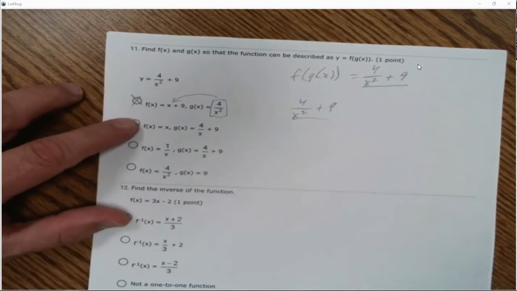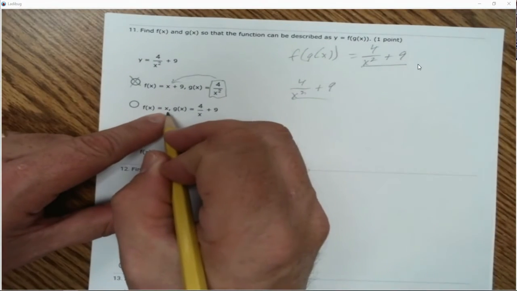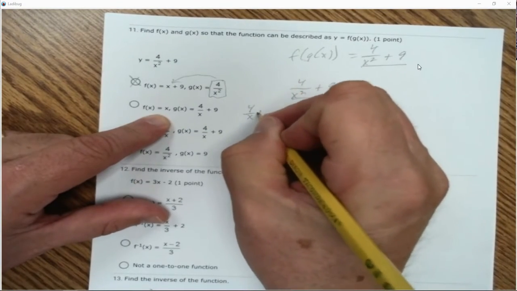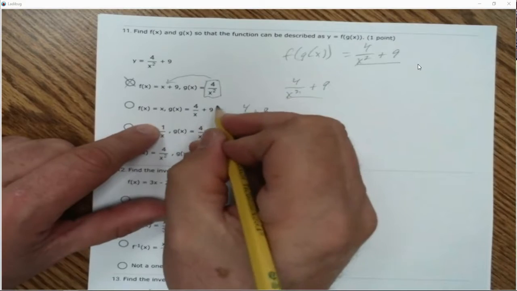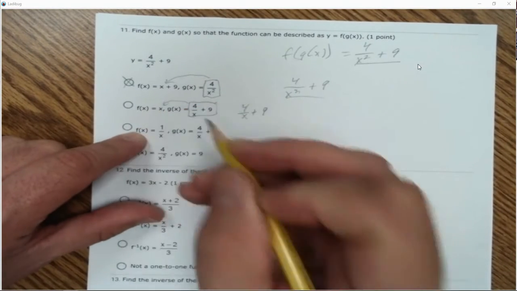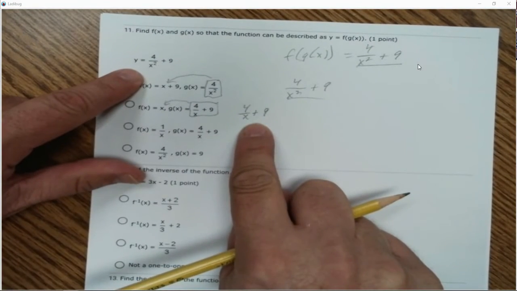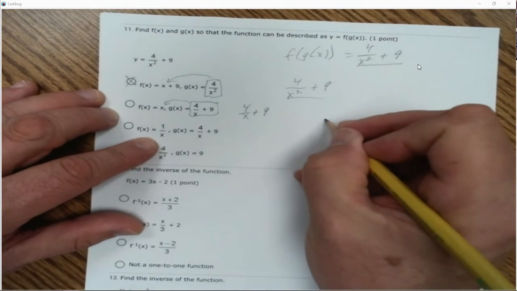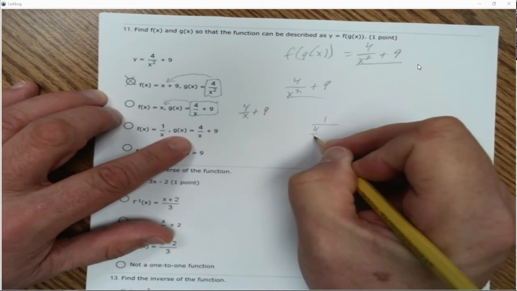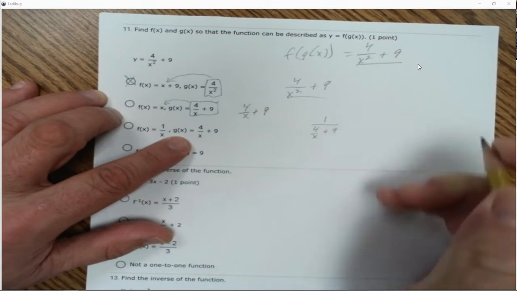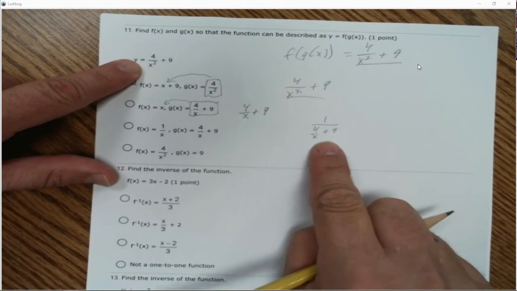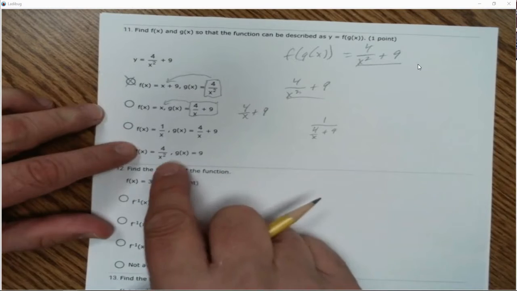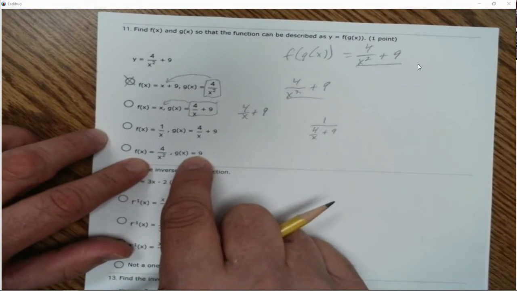I'm going to go ahead and double check some of these others. This says f of x just equals x. So if we substitute this in, it'll be 4 over x plus 9, because we just substituted all of this for that x. Well, that's not what we were looking for. How about this one? 1 over x. Well, if we substitute that in, it's 1 over 4 over x plus 9, which is certainly not going to be the same thing as this. When we simplify this, no way is it going to end up 4 over x squared plus 9. So that's totally out.